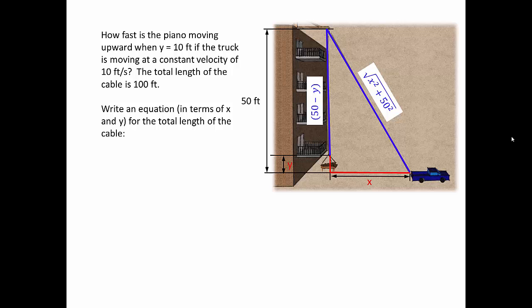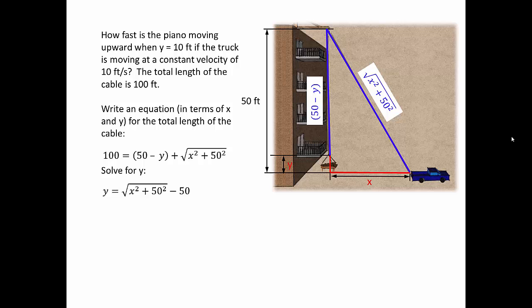Knowing those, we can write an equation for our total length of the cable. We know the total length is 100 feet. So 100 is equal to 50 minus y plus the square root of x squared plus 50 squared. Let's solve for y to make this a little simpler. If we solve for y, y is equal to the square root of x squared plus 50 squared minus 50.